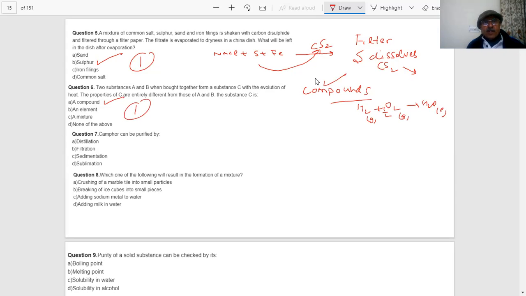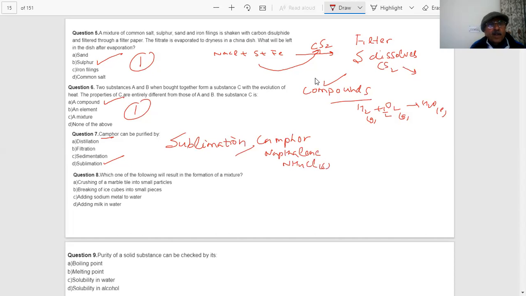Next question is coming before us, student. Camphor can be purified by sublimation. Okay. We already told you about sublimation: camphor and naphthalene balls, all these substances undergo sublimation. Ammonium chloride too. That is the correct answer. We have shown you the picture also, the diagram, of how we separate them, students.